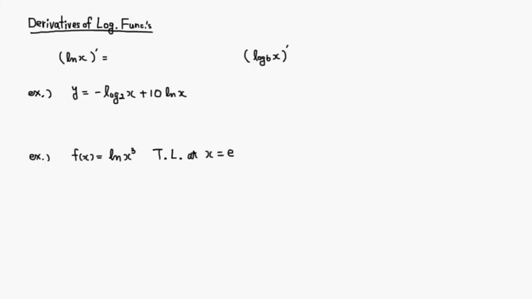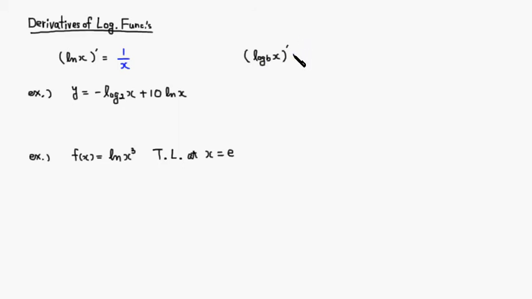Okay, let's look at derivatives of log functions, right? So if you take the derivative of natural log of x, what you get is 1 over x, right? This is for natural log, but if you have a general log, for example base b, log to the base b of x, if you take the derivative of that, you will get this.